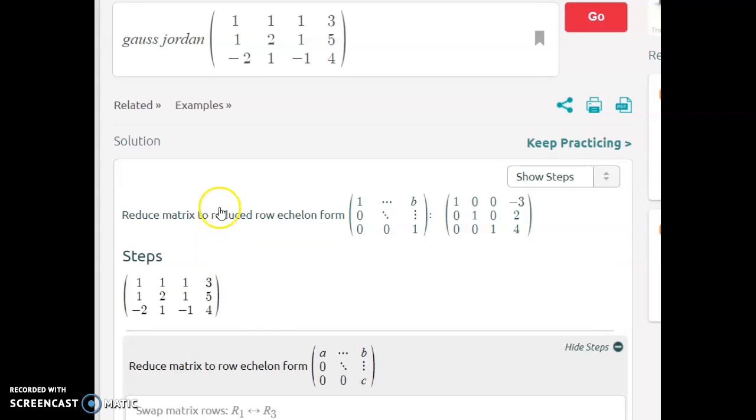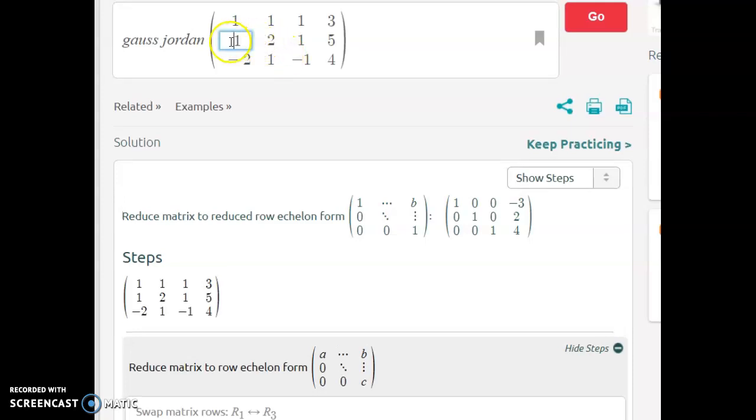So this is problem 35. And this is the original matrix. So here we have x plus y plus z equals 3, and then x plus 2y plus z equals 5, and so on. And here are the steps in order to solve that. So first to the row echelon form, where you introduce zeros here.